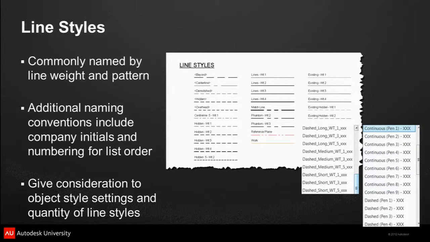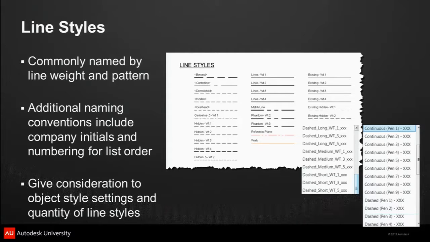Line styles. We've done a lot of work with outside consultants. We've seen a lot of line style setups, most commonly named by weight and pattern. We've seen additional line styles set up for, we'll say, line 1. Maybe they want to order them on the list. Also commonly named for having the company initials at the end.